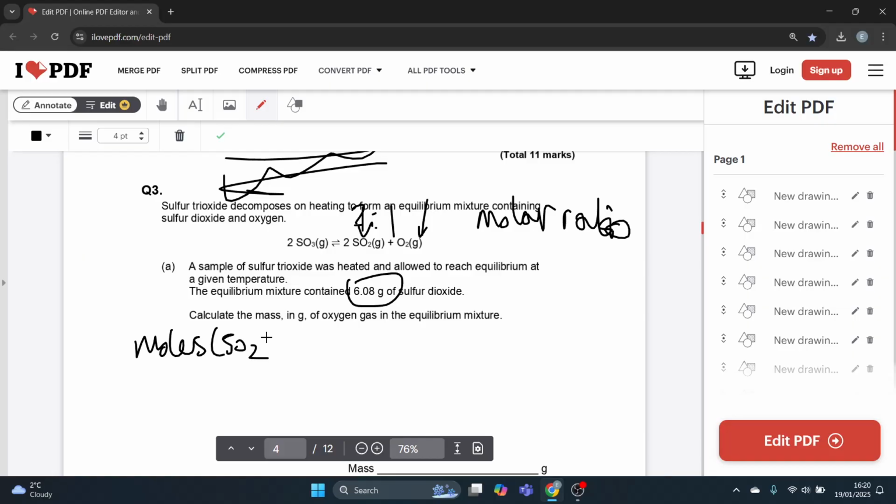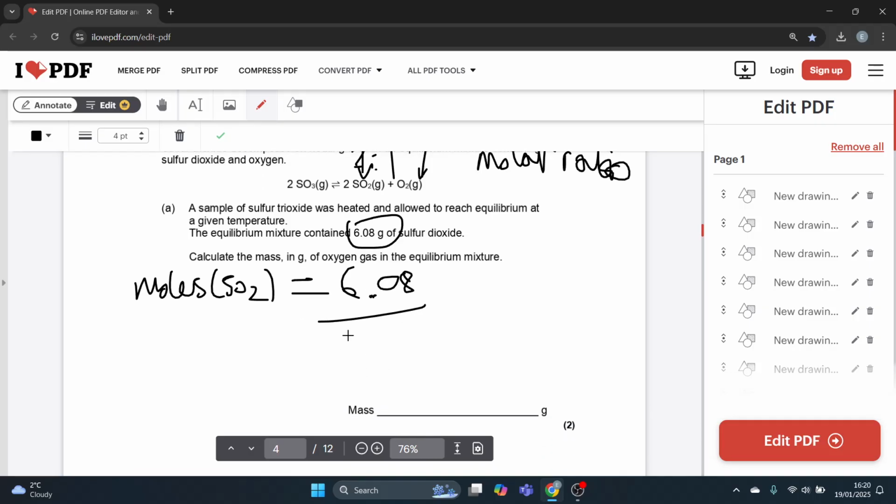So moles of sulfur dioxide is going to be the mass divided by the Mr of sulfur dioxide, 64.1, because sulfur is 32.1 and oxygen is 16, but there's two of them, so it's 32. 32 plus 32.1 is 64.1. That's the moles of sulfur dioxide. But I want the moles of oxygen, therefore I divide this by 2, because of the 2 to 1 molar ratio, and then I've got the moles of oxygen, but I want the mass of oxygen.